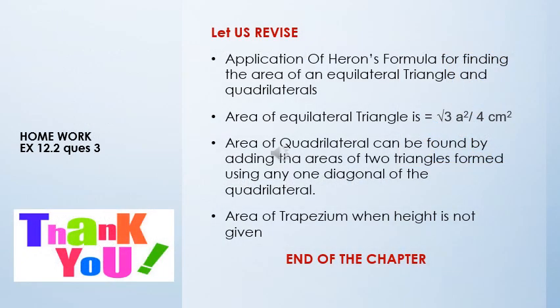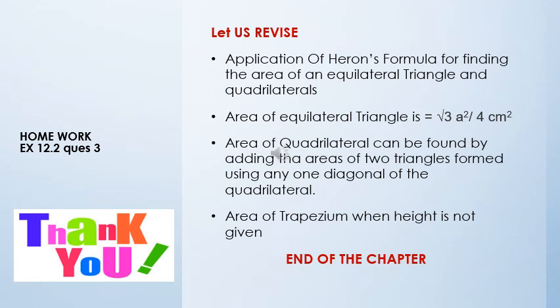Let us revise what we have discussed. In the entire chapter, we have learned about Heron's formula. Heron's formula is used to find the area of a triangle when the height is not given. There are 2 steps: first we find the semi-perimeter, that is given by S, and then we find the area using Heron's formula, under root of S into S minus A into S minus B into S minus C. And we have understood how to find the area of an equilateral triangle. The formula is root 3 by 4 a square. We have applied Heron's formula to find the area of a trapezium and a quadrilateral.